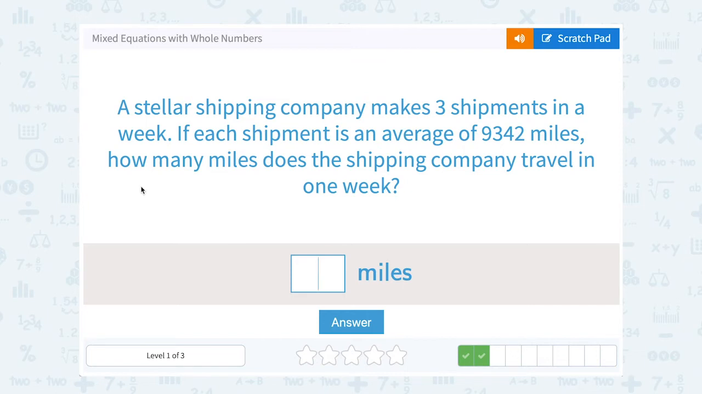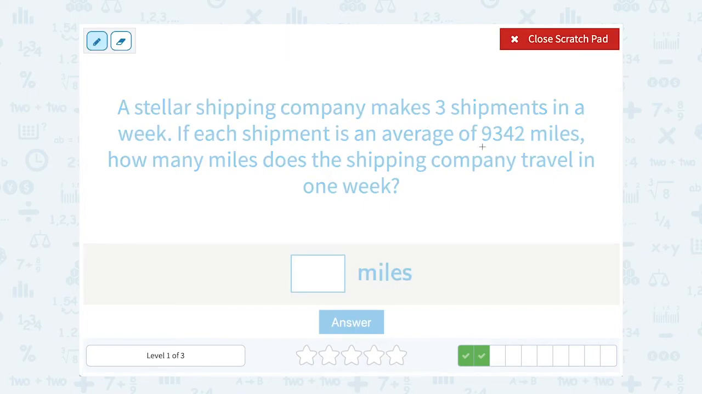A stellar shipping company makes 3 shipments in a week. If each shipment is an average of 9,342 miles, how many miles does a shipping company travel in 1 week? Okay, well, if each time they make a shipment, it's 9,342, and they're making 3 of those shipments, then we need to multiply to figure out the total number of miles that they travel. Okay, so 9,342 times 3, right? The miles of each shipment times the number of shipments.